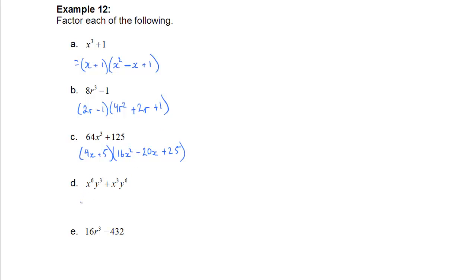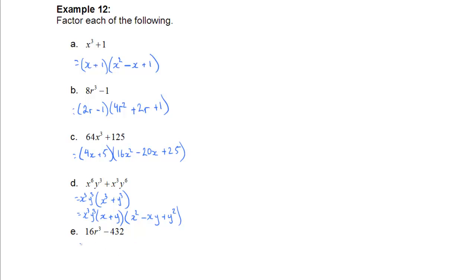In this example, first we're going to do the common factor, so that's x cubed and y cubed, leaving us x cubed plus y cubed. We should have all of our equal signs there. Then we're going to factor the resulting sum of cubes. So cube root plus the cube root, and square the first, opposite of the product, and square the last.